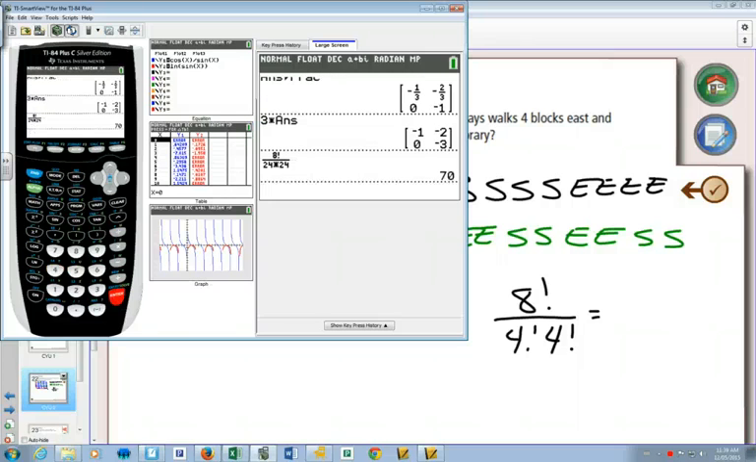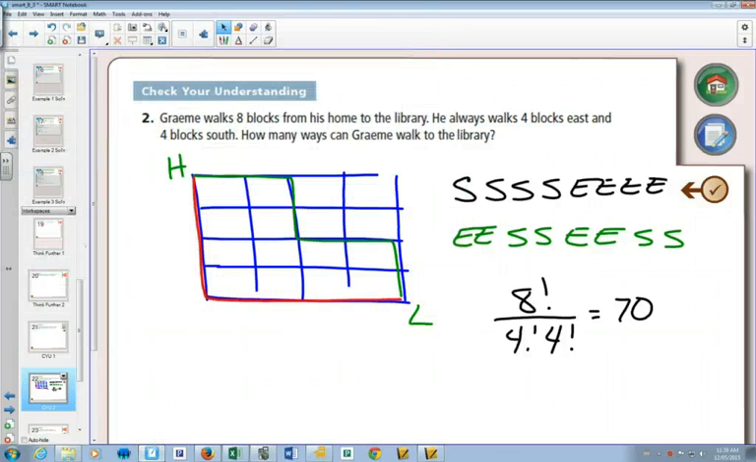Push enter, and we have 70 ways. So there's 70 different ways that he can walk home from the library. Okay? This is one method of solving this question. It is a good method, and it's embedded in this part of our notes because it has identical objects. It's just written in a way that doesn't make you see that. Another strategy for solving this type of question is to start counting them in the following way.